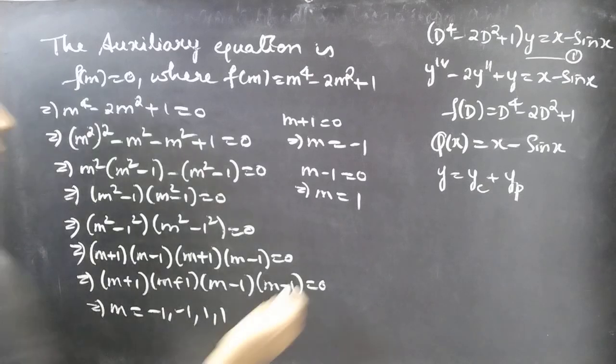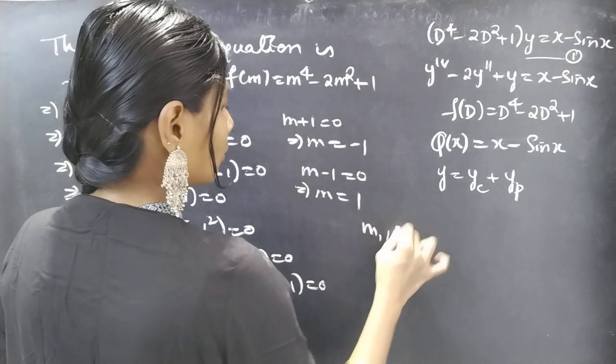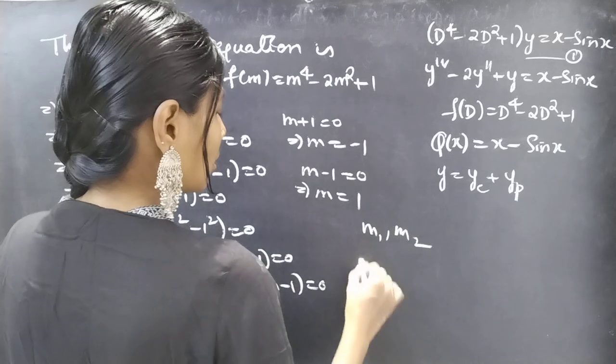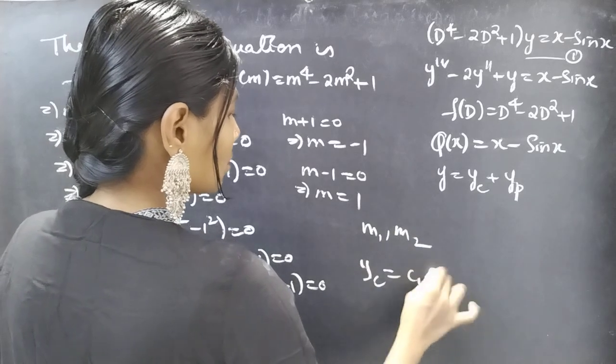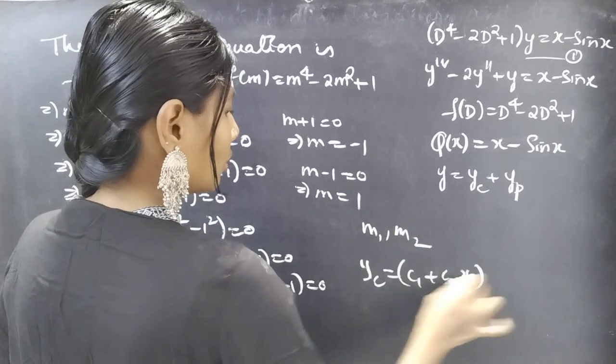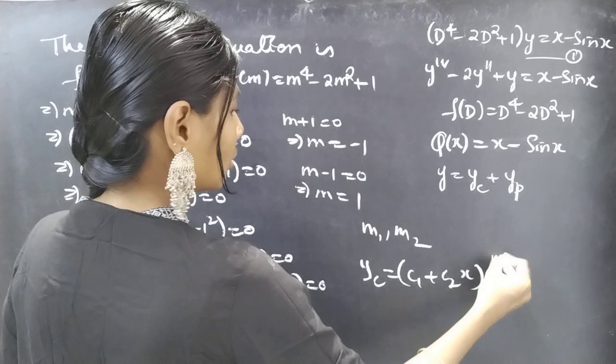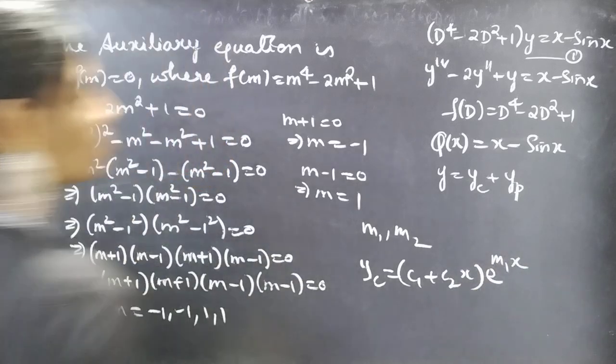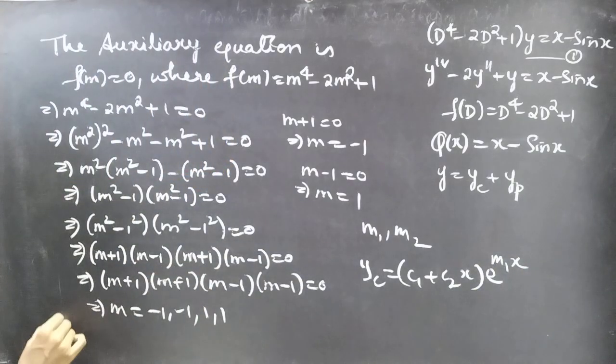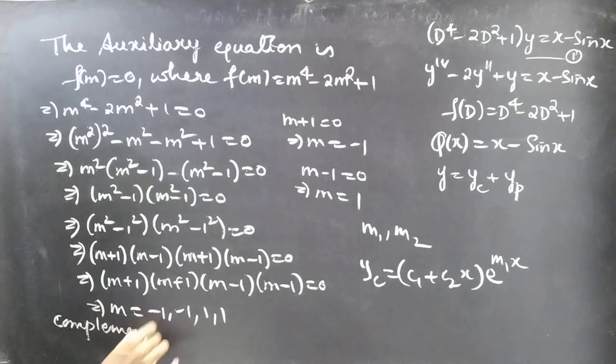So we know that when two roots, say m1 and m2, are real and equal, then yc will be (c1 + c2 x) e^(m x), that is e power that equal root into x, right? Let's utilize this formula to find our complementary function.